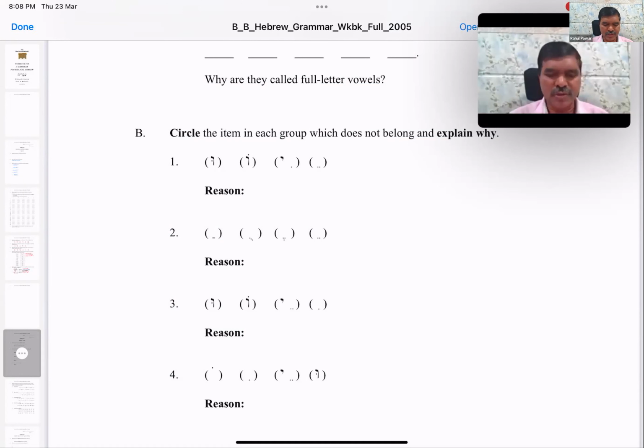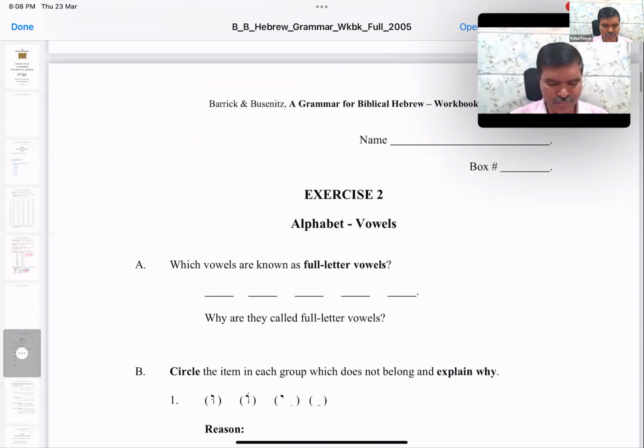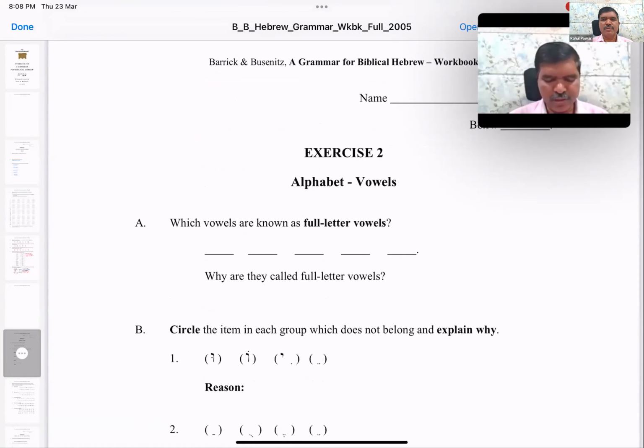Okay. Read the first question. Which vowels are known as full letter vowels? Can anyone tell me? Which vowels are known as full letter vowel? No one knows full letter vowels.